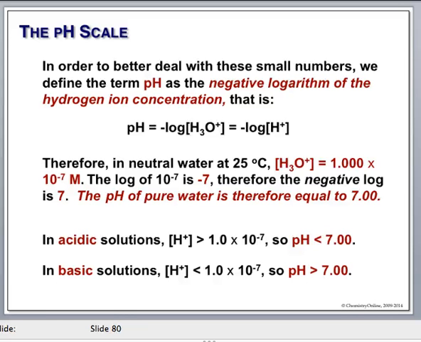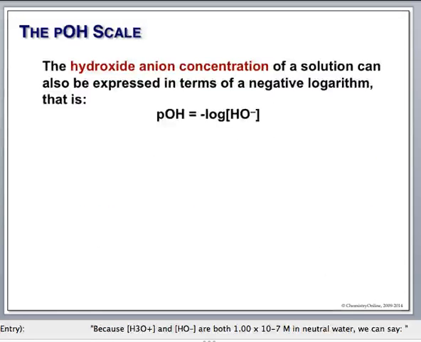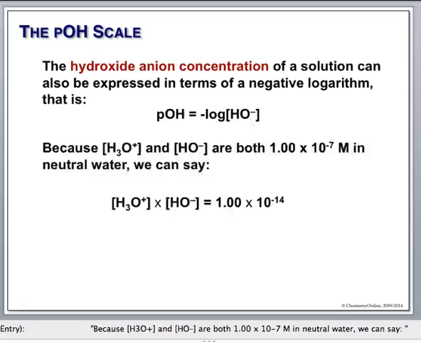All right, let that sink in for a second. Just like we have a pH scale, we can also have a pOH scale. Remember I said P stood for negative log, right? Negative log of OH is simply pOH. All right, now watch this magic.